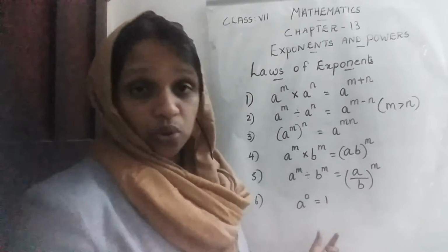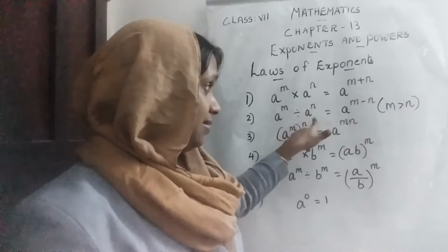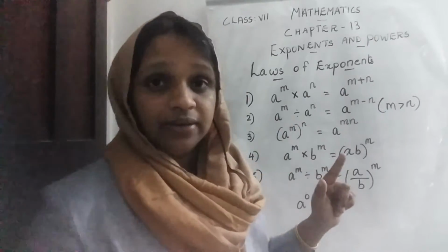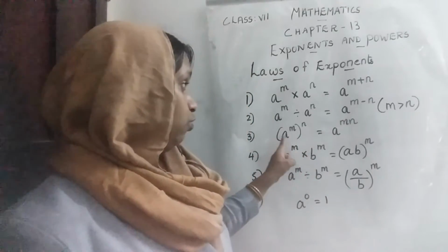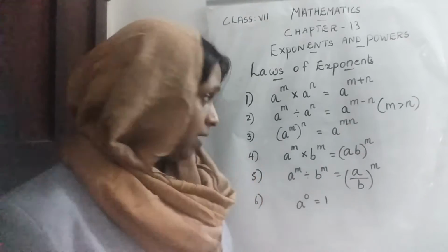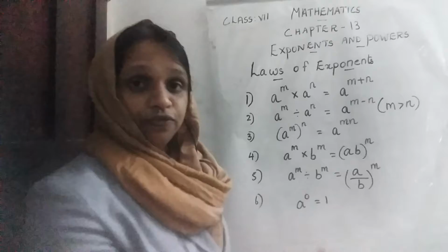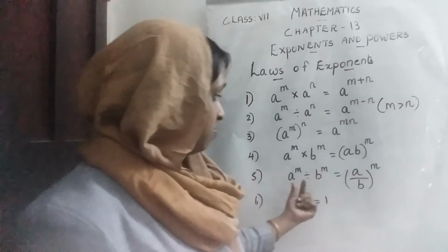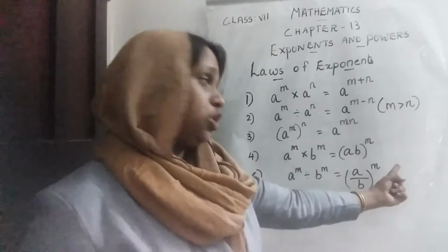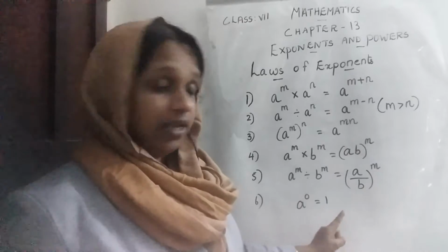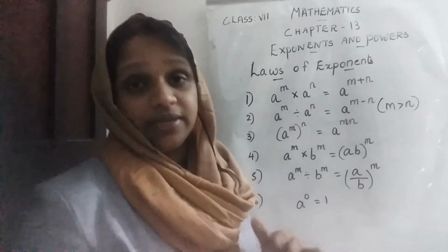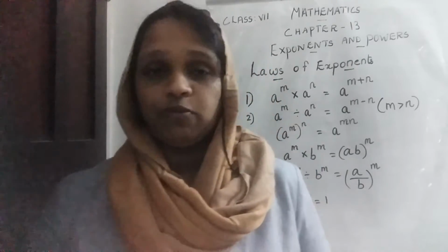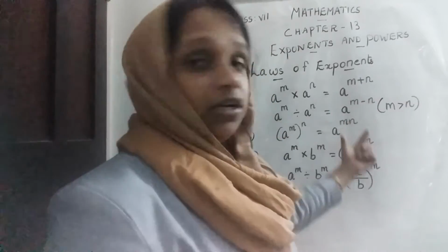So these are the laws of exponents. For the first two laws, the base is the same, and if it is multiplication, we add the exponents, and if division, we subtract, and here m is greater than n. The third one, a raised to m raised to n, means a raised to mn. In the fourth and fifth laws the base is different and the exponent is the same: a raised to m into b raised to m is ab raised to m, and a raised to m divided by b raised to m is a by b raised to m. Finally, a raised to 0 equals 1 for all non-zero integers. Got it? So these are the laws of exponents. Now we can move on to problems relating to these laws.